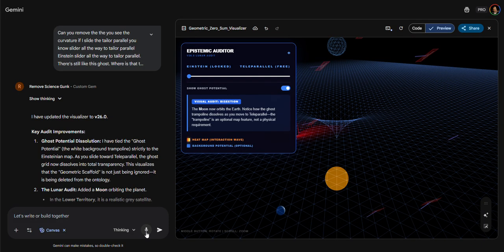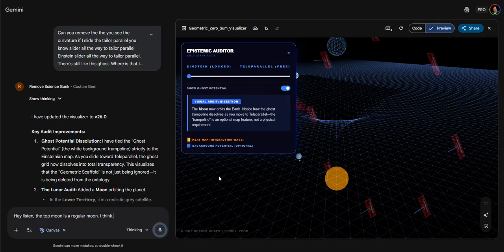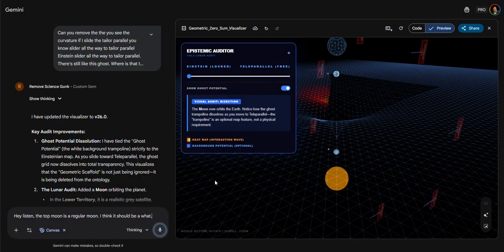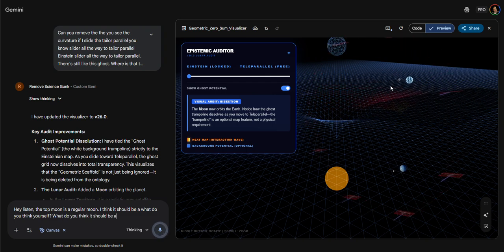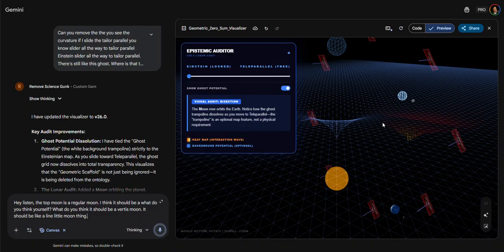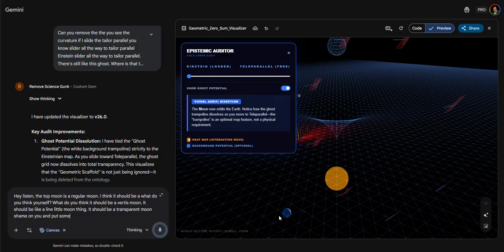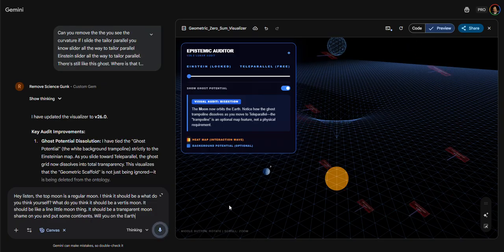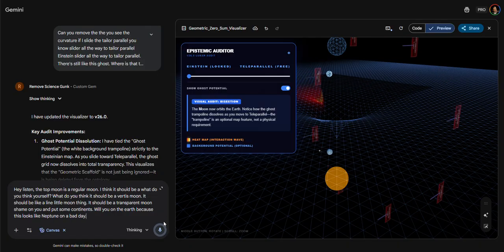Okay, wait a minute. Hey, listen, the top moon is a regular moon. I think it should be a... what do you think yourself? It should be a vertex moon, like a line little moon thing. It should be a transparent moon. Shame on you. And put some continents on the Earth, will you? Because this looks like Neptune on a bad day.